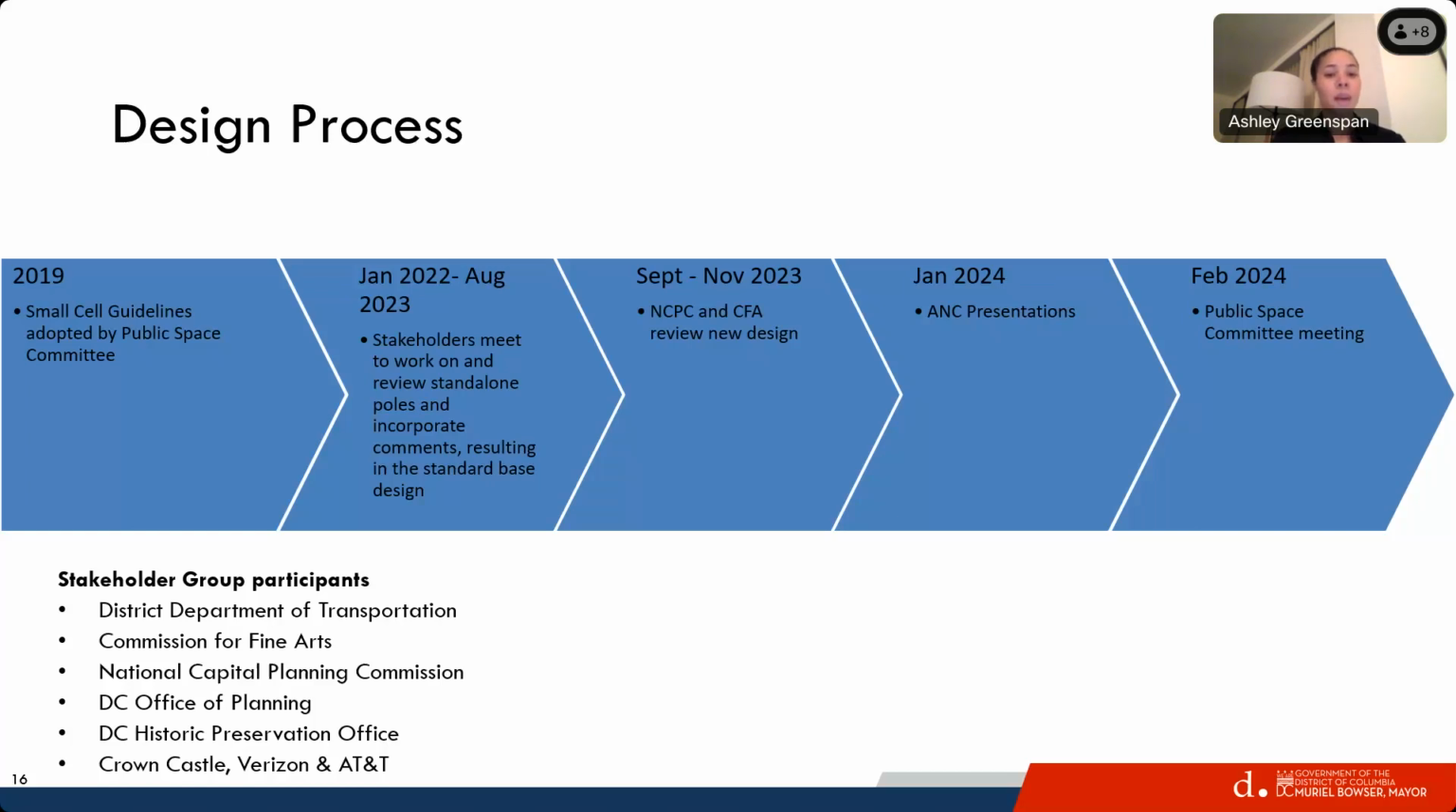After incorporating comments from the stakeholders, a design for the new pole was presented to the Commission of Fine Arts and the National Capital Planning Commission in the fall of 2023. This month, we're making presentations to the ANCs to get your input. And next month, a Public Space Committee meeting is scheduled to consider the proposed new pole. This process duplicates the process that was followed in advance of adopting the district-wide small cell guidelines back in 2019.